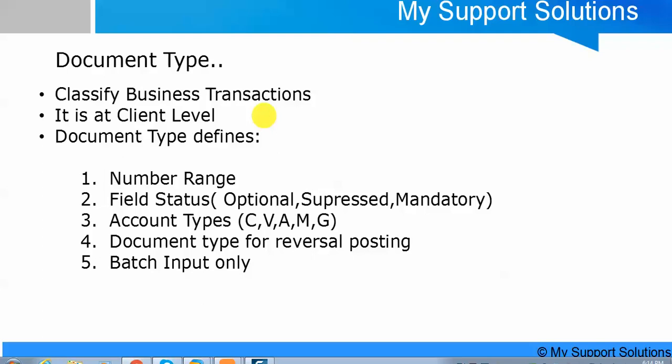For example, AB document type allows posting to all accounts. DA document type allows posting to customers. Second, field status. Document type is also assigned to field status at document header level. It decides which column fields are required, suppressed, or optional. Then account type. Document type is also assigned to the account type, for example, vendor, customer, GL account, material or asset. We can use document type for reverse posting and batch input.